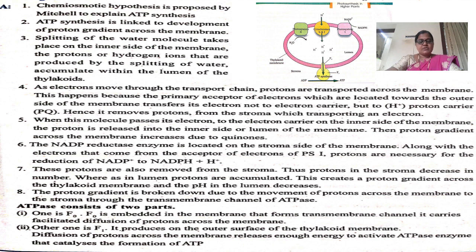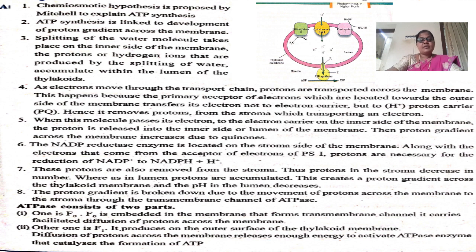And this ATP synthase consists of two parts, F0 and F1. F0 is embedded in the membrane and forms the transmembrane channel, which carries the facilitated diffusion of protons across the membrane. And F1 is on the outer surface of the thylakoid membrane.